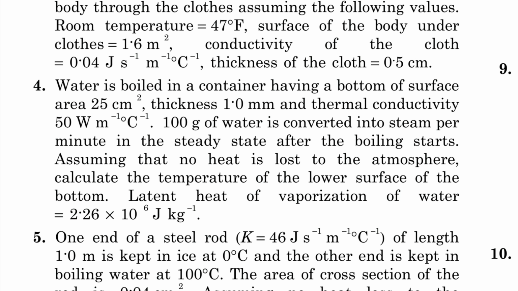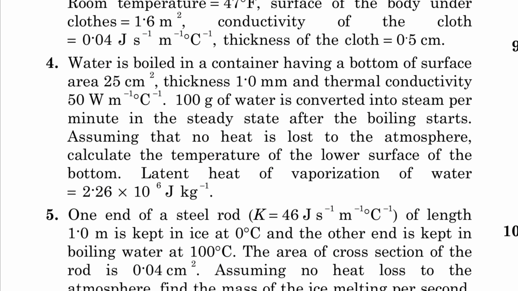Water is boiled in a container having a bottom of surface area 25 centimeter square. Thickness is also given and thermal conductivity is given. 100 gram of water is converted into steam per minute in the steady state after the boiling starts. Assuming that no heat is lost to the atmosphere, calculate the temperature of the lower surface of the bottom. Latent heat of vaporization of water is given. So this is the fourth one.